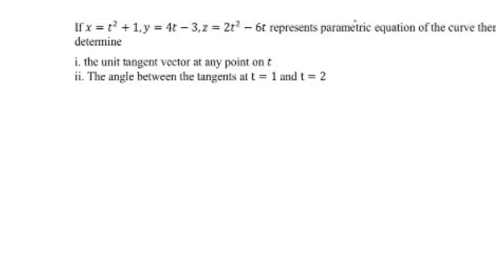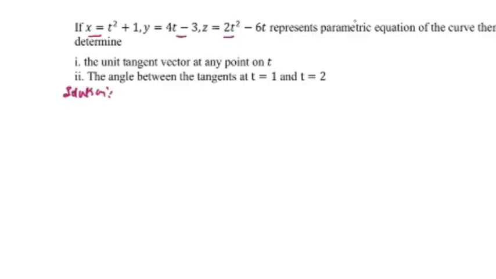Today I am here to explain you a Vector Calculus, Engineering first semester module 2 question. If x equals t square plus 1, y equals 4t minus 3 and z equals 2t square minus 6t represents the parametric equation of a curve, then determine the unit tangent vector at the point t, and the angle between the tangents at t equals 1 and t equals 2. So let us prove this. To solve this, let me take the solution.